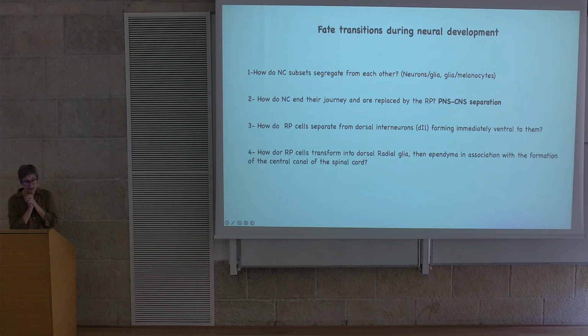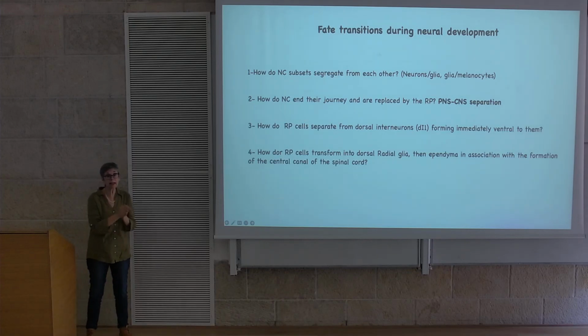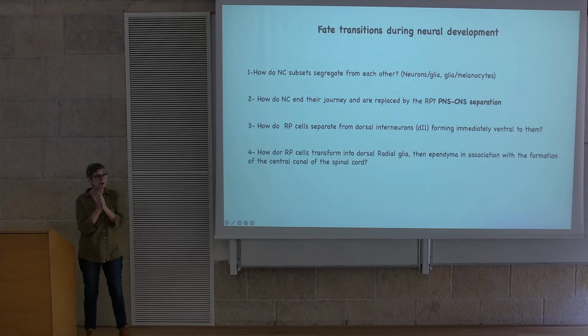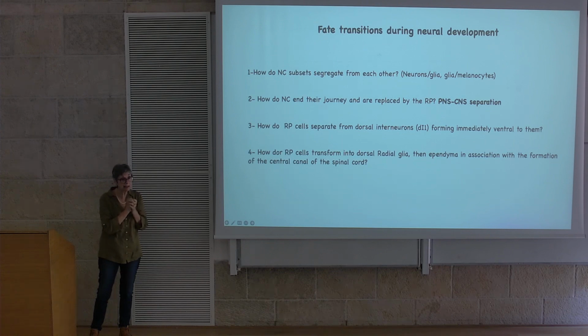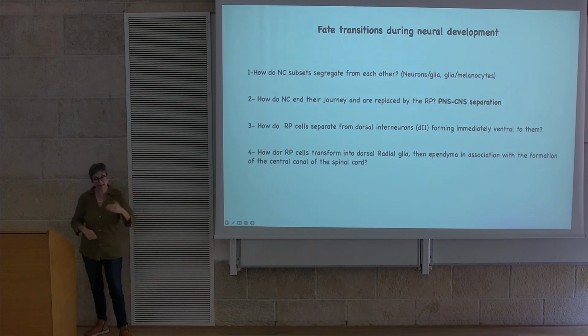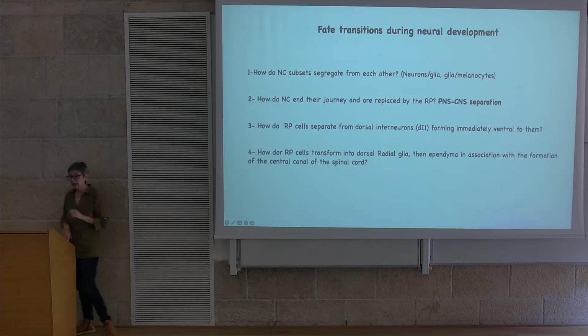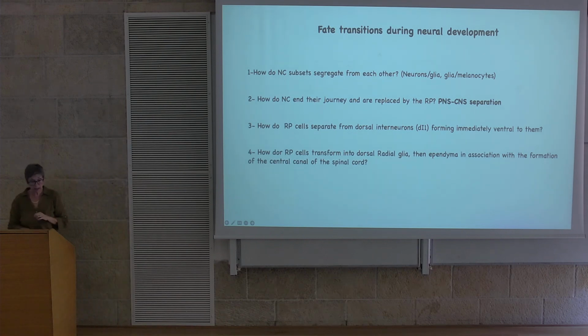How do neural crest subsets segregate from each other? How will a multipotent cell become a neuron or a glia? How will it decide to become a glia or a melanocyte cell? And we have amazing data, this will be for the next time, regarding the segregation between glial and melanocytic phenotypes.